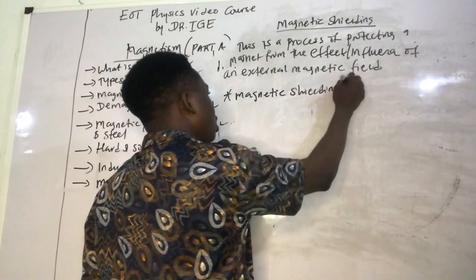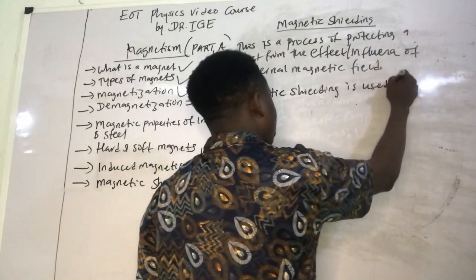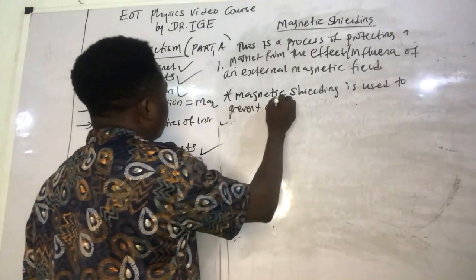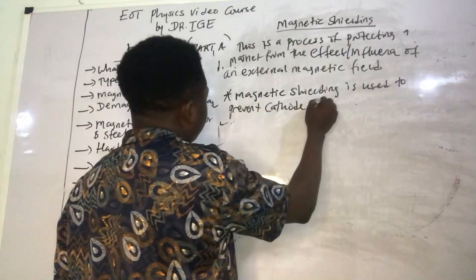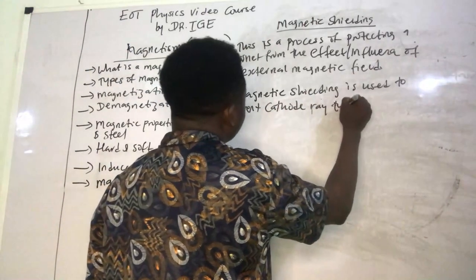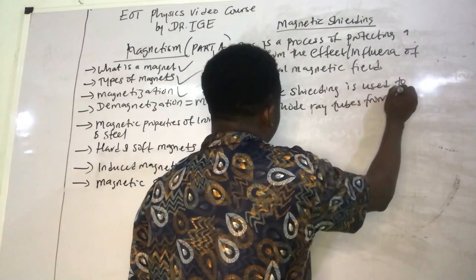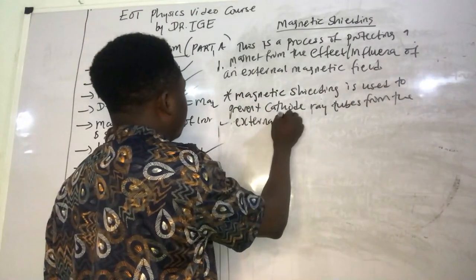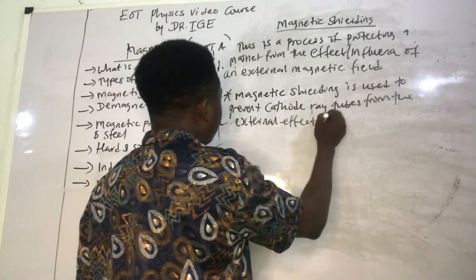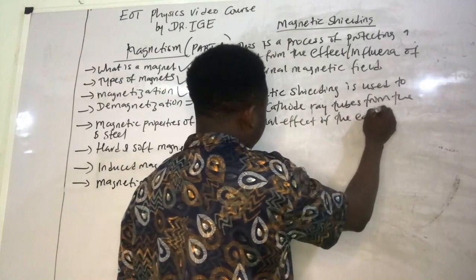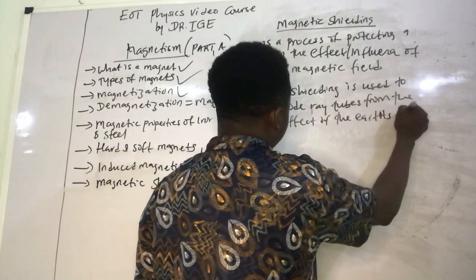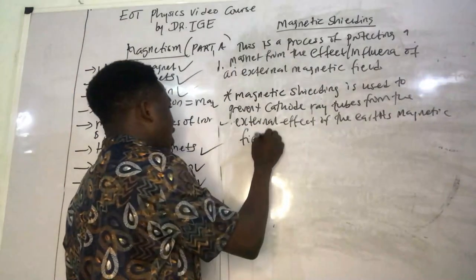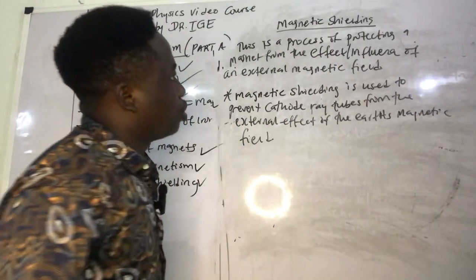you can be asked this, is used to prevent cathode ray tubes from the external effect of the Earth's magnetic field. Please write this down somewhere for cathode ray tube. Do you understand? So that's it.